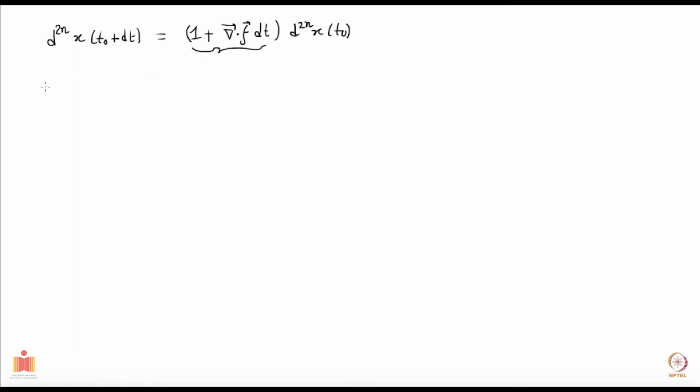Now let's look at the volume. So the volume at t naught plus dt is just obtained by integrating all the differential volume elements.